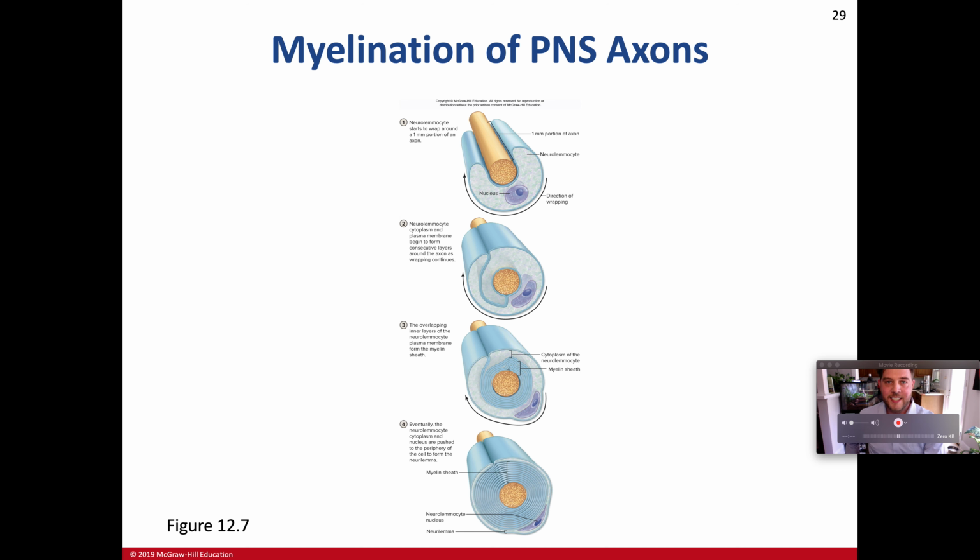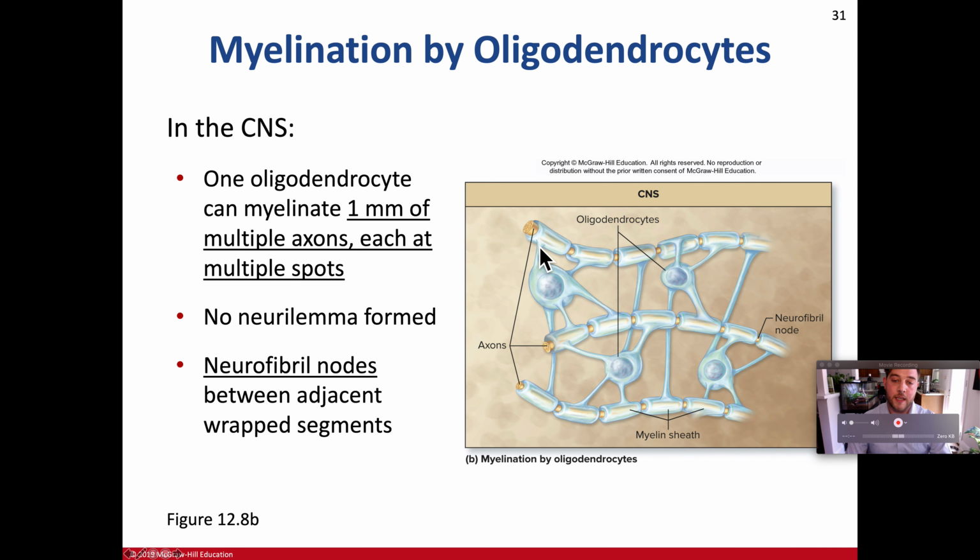One oligodendrocyte still myelinates just a 1 millimeter portion, but it can do multiple axons at multiple spots. There is no neurolemma formed, and part of that is because you have one cell body that is myelinating these different axons. As it wraps around and around, instead of all of that cytoplasm being pushed to the periphery with nowhere to go, it's still connected to the cell body. So all that cytoplasm can just be pushed back into the cell body, and then it will go off to a different portion of the axon.